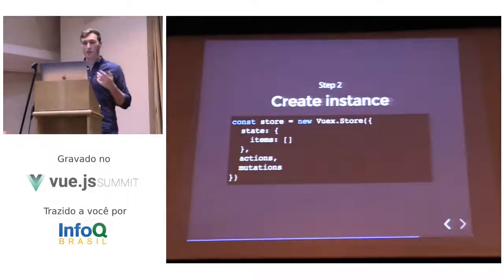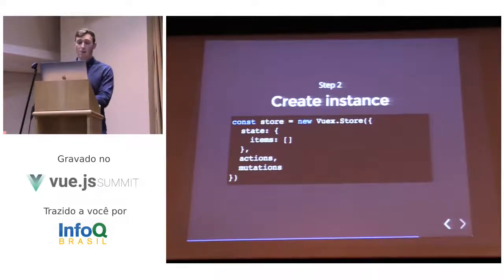Cool, so that was installing Vuex. Step 2 is to actually create the store instance. So normally in an app, when you're creating a store, you're going to do something like this. You instantiate a new store with a config object that combines your state and your actions and maybe modules, mutations to create the store instance.